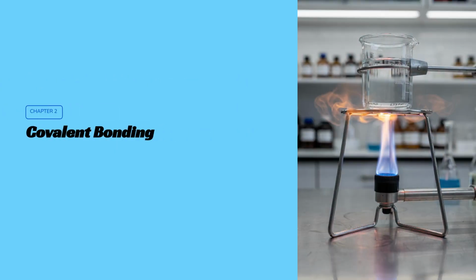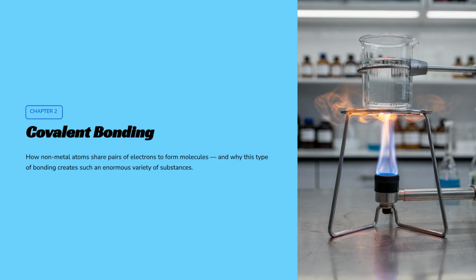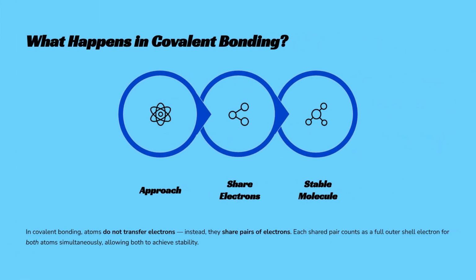Chapter 2 covers covalent bonding. This is how non-metal atoms share pairs of electrons to form molecules, leading to an enormous variety of substances. In covalent bonding, atoms share pairs of electrons instead of transferring them. Each shared pair counts as a full outer shell electron for both atoms simultaneously, which allows both to achieve stability.